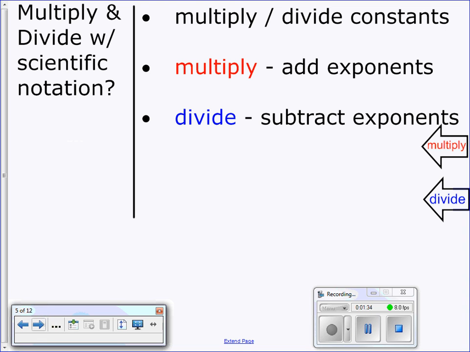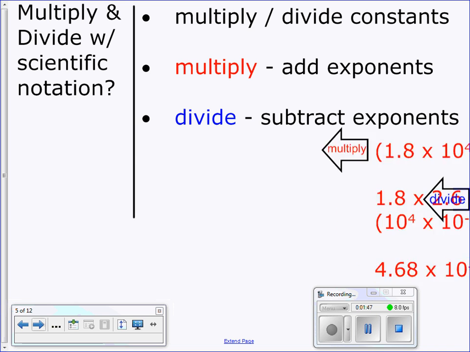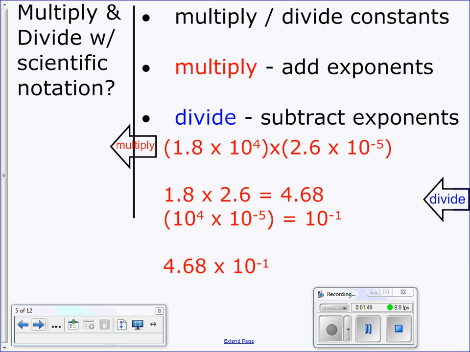So when you multiply and divide with scientific notation, first you take care of the constant, so multiply or divide your constant, and then when you multiply your times 10 part, you add the exponents. If you're dividing, you subtract, just like we do with our monomials.